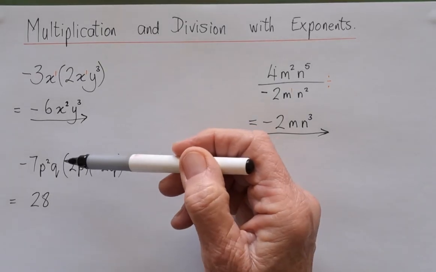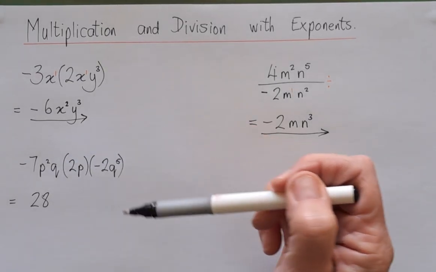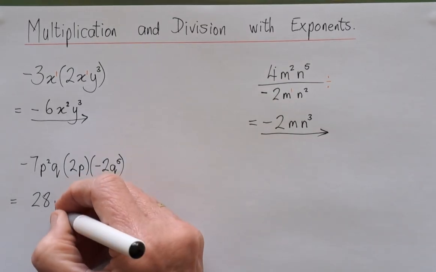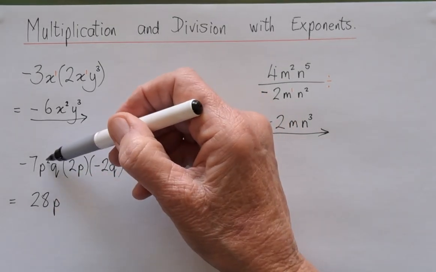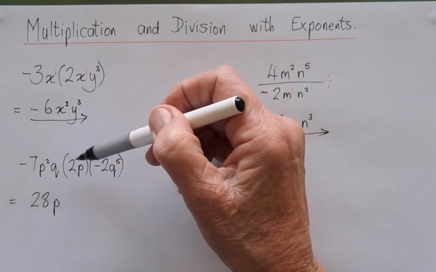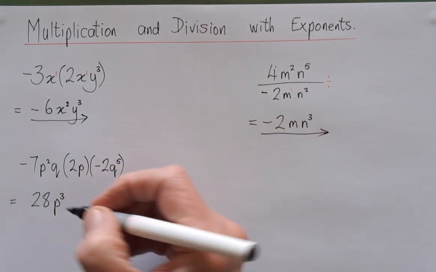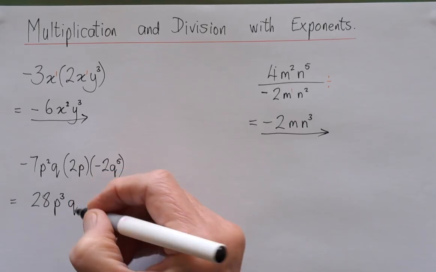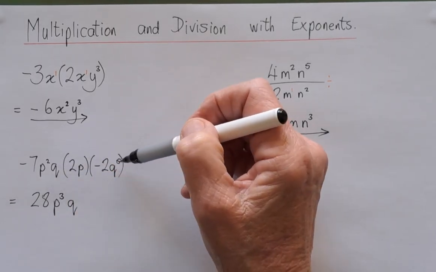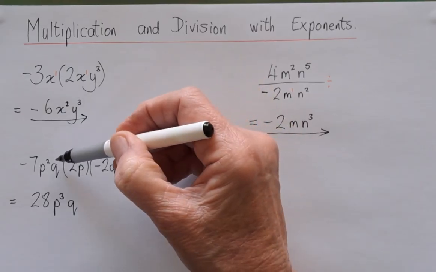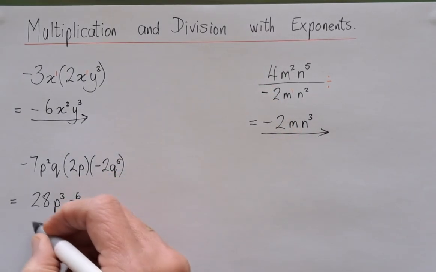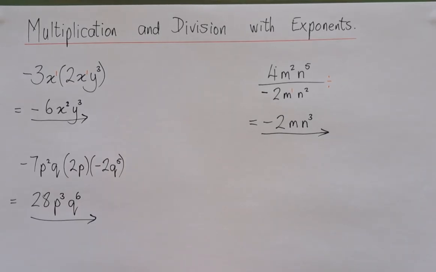I have powers with a base of p and also powers with a base of q. So first of all, looking at the base of p, p to the power of 2 times p to the power of 1, add the exponents, 2 plus 1 is 3. My base of q, this is q to the power of 1 and q to the power of 5. Multiplying them together, I add the exponents. 1 plus 5 is 6. And that's my final answer.